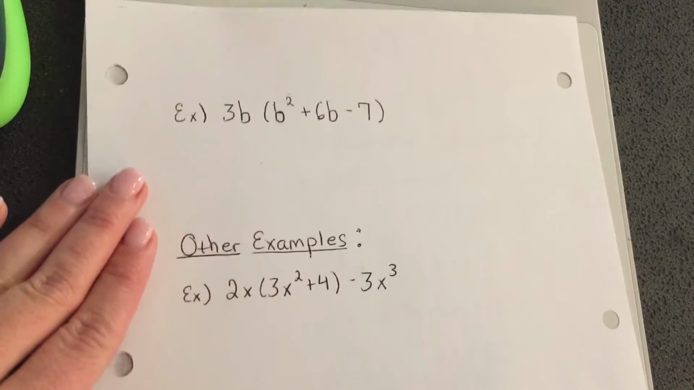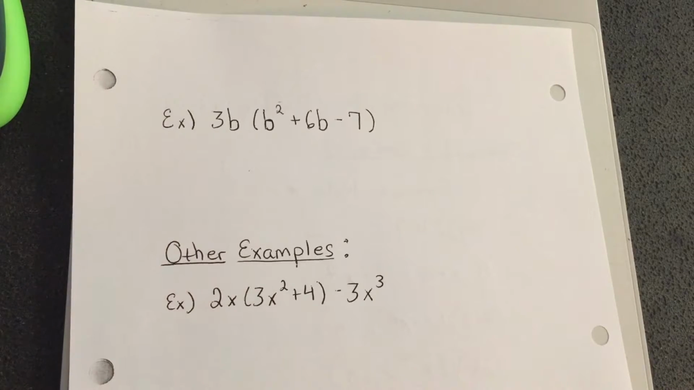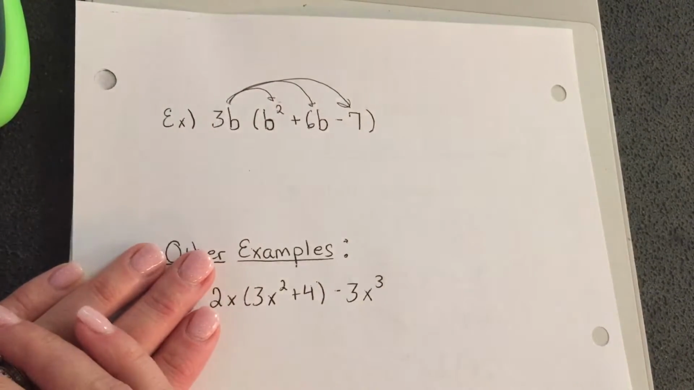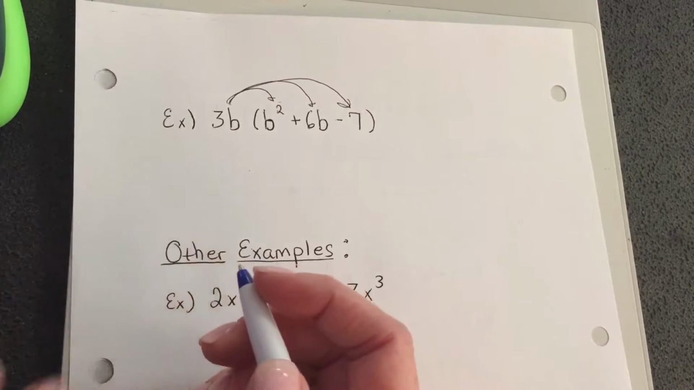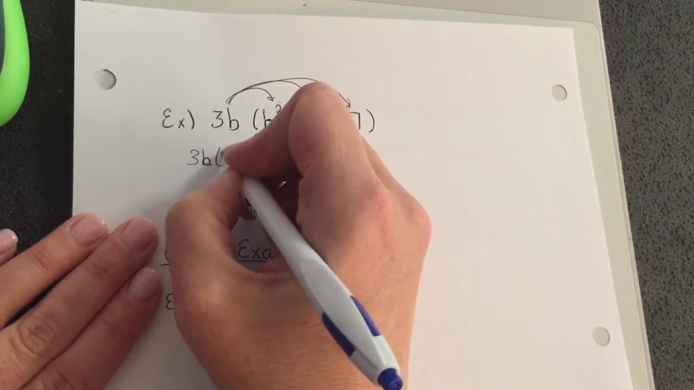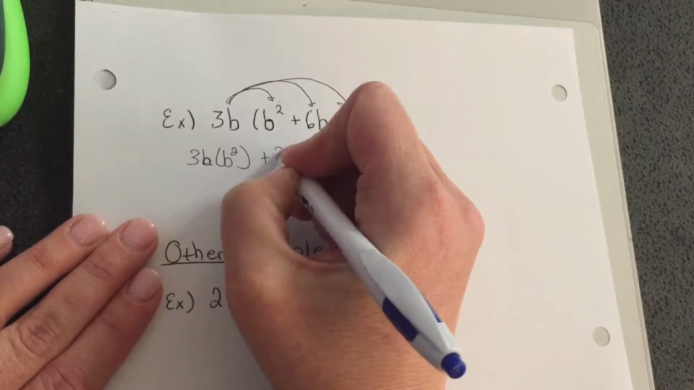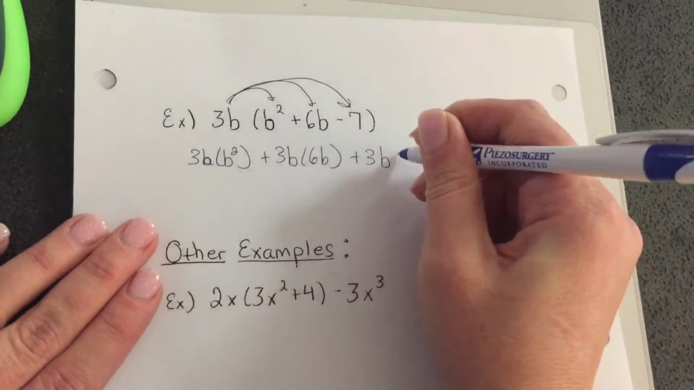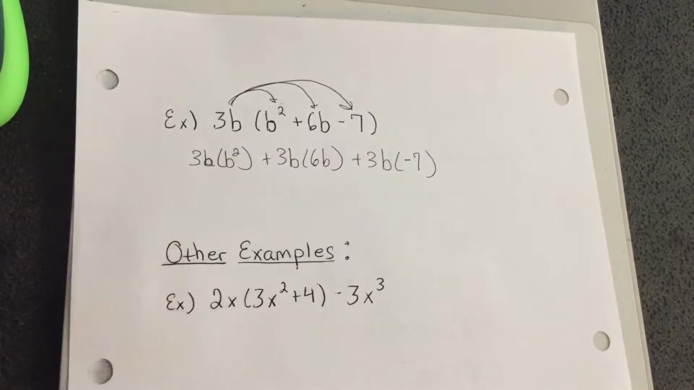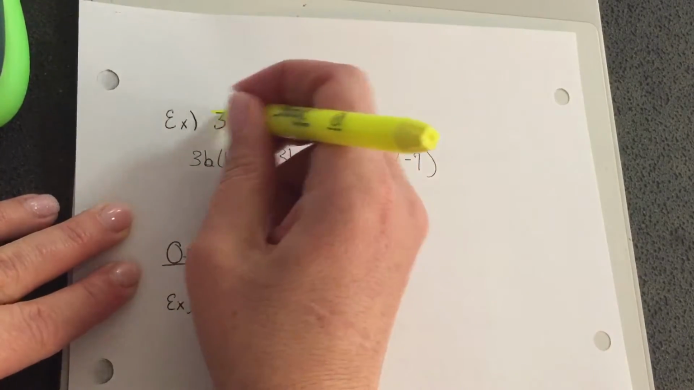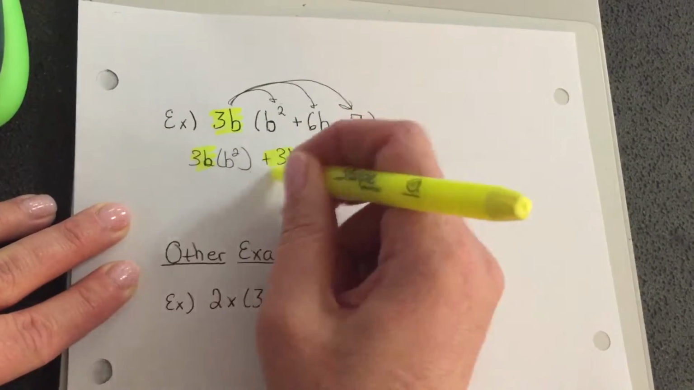Okay? So now let's use the distributive property here. We're going to have a monomial multiplied by a trinomial. So I'm going to multiply 3b by each of my terms. So I have 3b, whoopsie, b not h, times b squared plus 3b times 6b plus 3b times negative 7. Now I can add some colors to this if it will help us understand a little bit better where I'm getting everything.